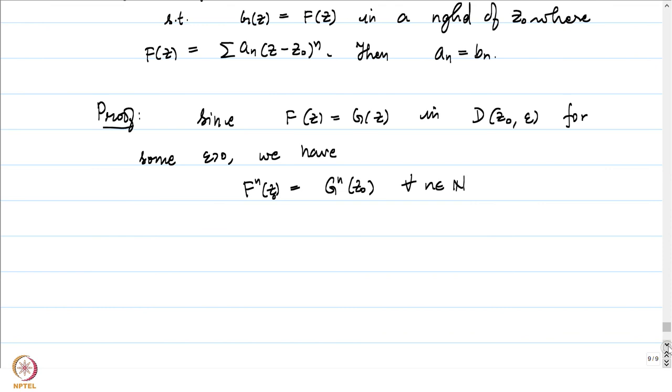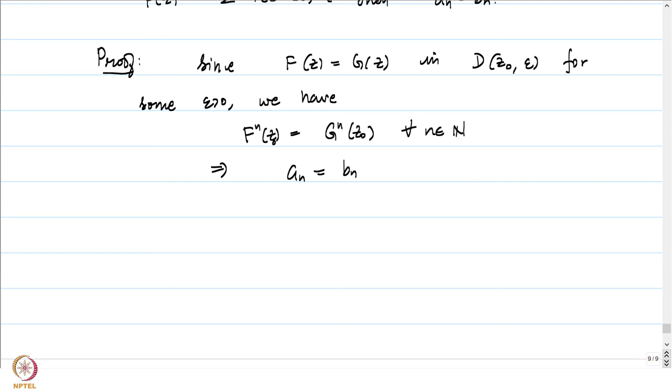And this tells us that a_n is equal to b_n, since a_n is equal to f^(n) at z naught by n factorial, and b_n is g^(n) at z naught by n factorial. And that completes the proof. So the coefficients are the same, so the power series are the same. Basically, that's what it says.